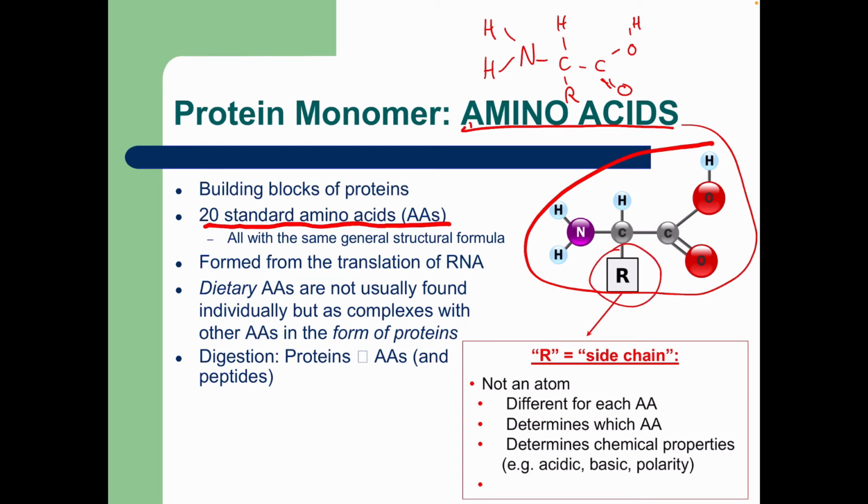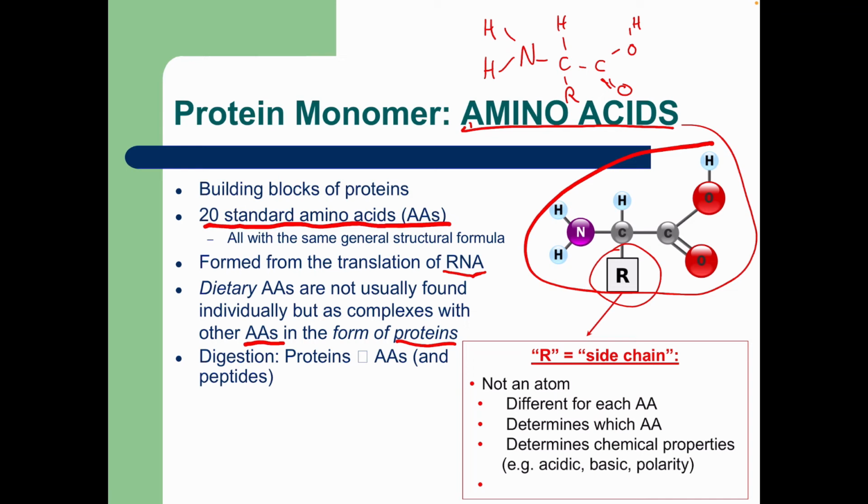Amino acids are formed from the translation of RNA, which we talked about through the ribosomes. We form our polypeptides, and these form our amino acids. Dietary amino acids are not usually found individually, but as complexes with other amino acids in the form of proteins. So when we eat a food, we're not necessarily just eating the one serine molecule. It's usually part of a larger complex protein.